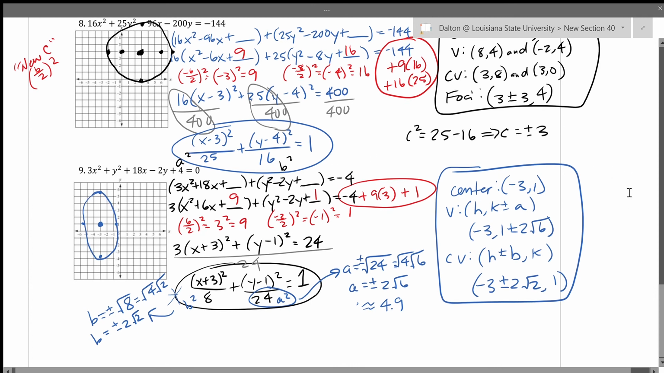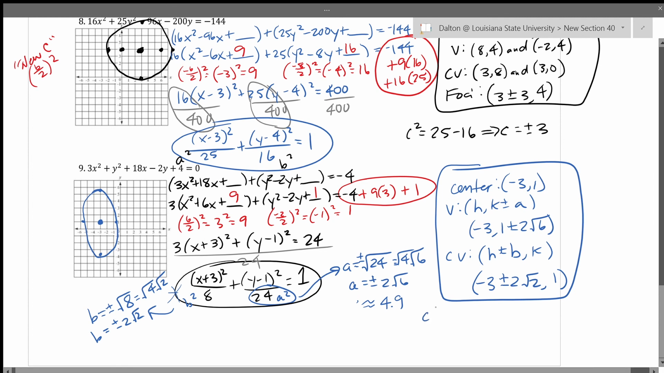And then the last thing we have to do is the foci. In order to find the foci, c squared is equal to a squared minus b squared, which means that c squared is going to be, we already said a squared is 24, b squared is 8, 24 minus 8 is 16, which means c is just plus or minus 4. Now, it's vertically stretched in the y direction, so that means the foci is going to be our center point, -3, and then to the y value 1, we're going to add plus and minus 4.